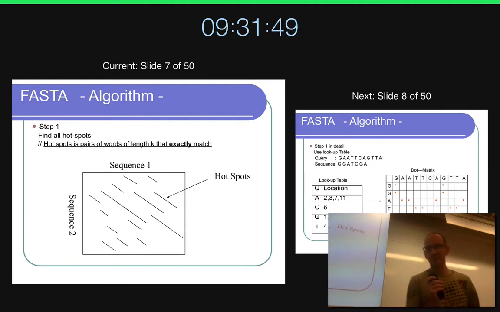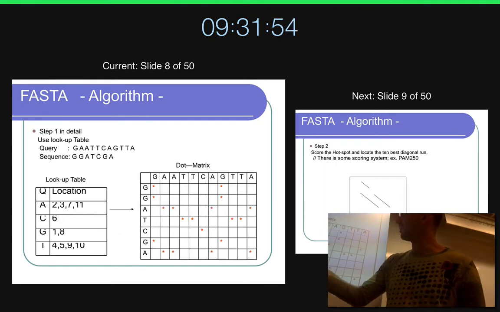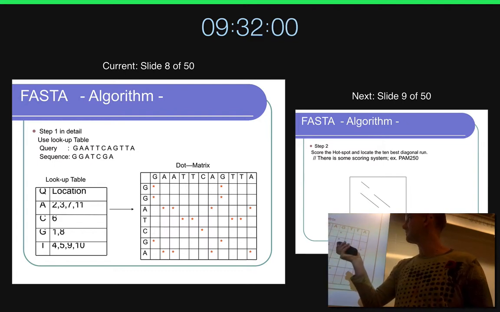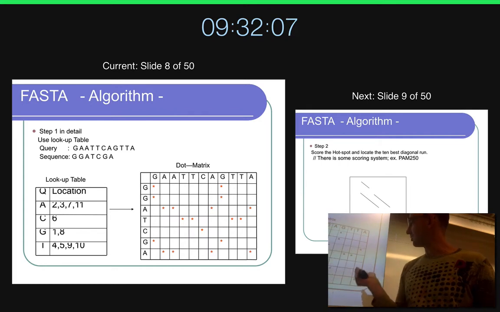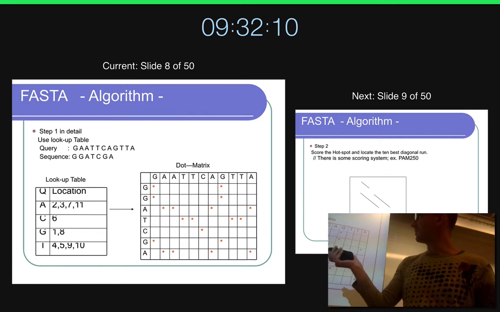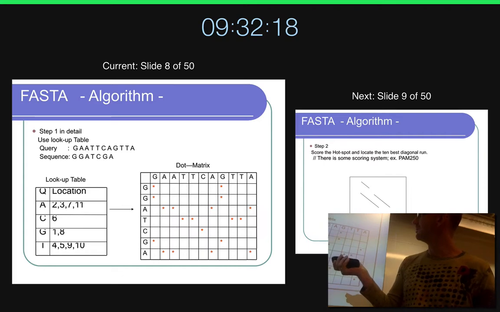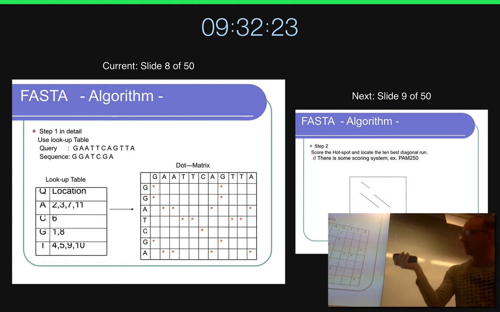And so basically, what you do is that you have a table here. So I have an alanine in position 2, 3, 7, 11. This is a nucleotide, 2, 3, 7, 11. This is an adenosine. So in every row where I have an alanine, I put in stars here. And I have a cytosine in position 1 and 8. Well, no, in 6, and guanosine in 1 and 8, etc. So I have this matrix that I can fill out. I just go through this table here.